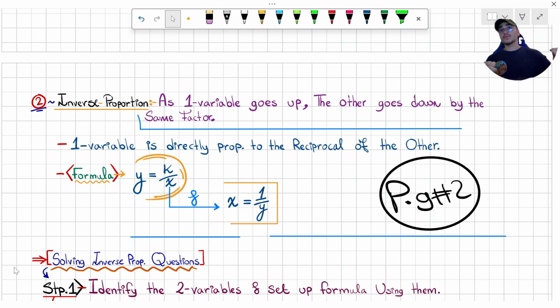So in inverse proportion, one variable is directly proportional to the reciprocal of the other, and we use the formula y is equal to k over x. And if you want to find x, x is equal to k over y.